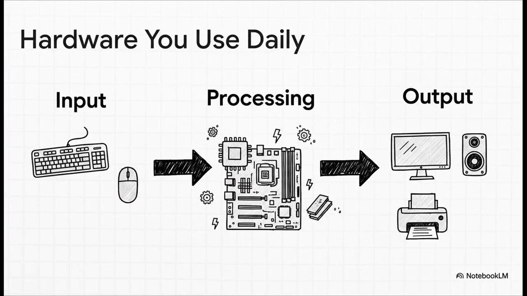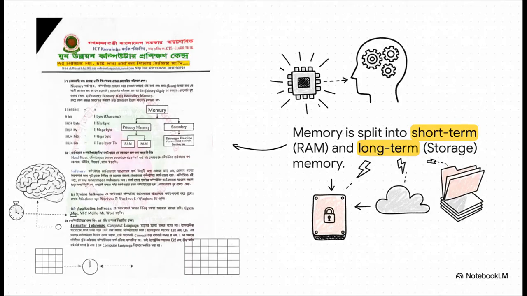So the key here is just knowing which parts do which job. Your input devices, that's your keyboard, your mouse, a scanner. The processing stuff, that's the real brain power, the CPU, the motherboard, the RAM or memory. And finally, your output devices are how the computer talks back to you, your monitor, your printer, your speakers. It's that simple. Now, inside that processing part, we find the computer's memory.